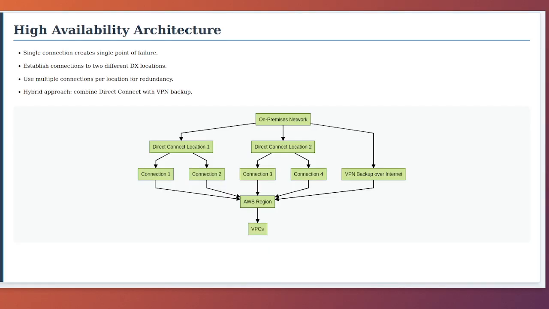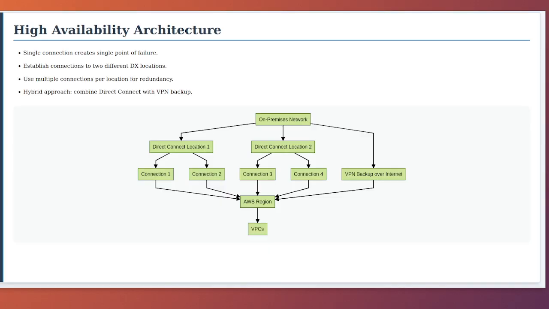For even higher availability, you should establish connections to two different Direct Connect locations. This protects against facility-level failures. If an entire Direct Connect location goes offline due to power outage or natural disaster, your connections in the second location remain operational. The diagram shows this architecture with connections from your on-premises network going to two separate Direct Connect locations, and from there into the AWS region.